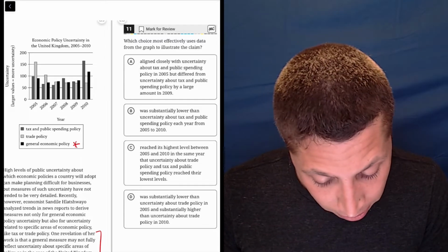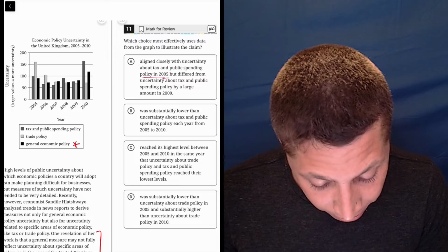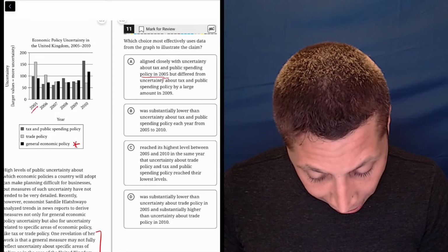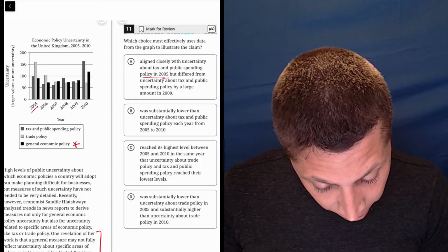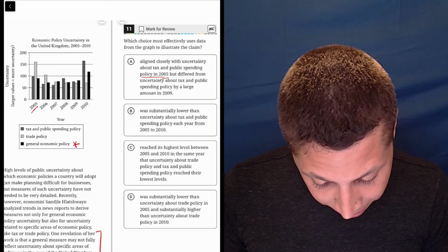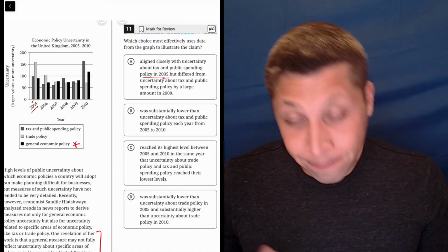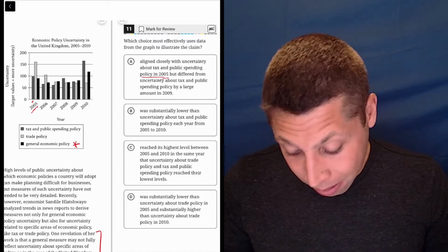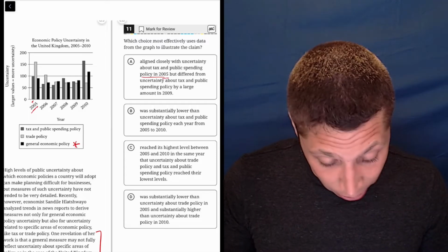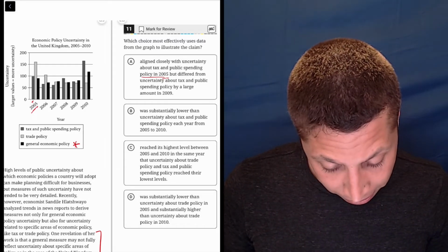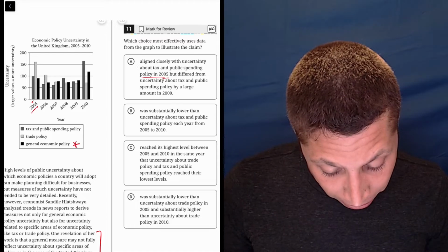So there's an idea, right? Up to here, that's an idea. 2005 is right here. And so did the black bar align closely with uncertainty about tax and spending? Well, that's this other gray bar. So one's close to 100, one's maybe lower, like 90. Maybe that's close.